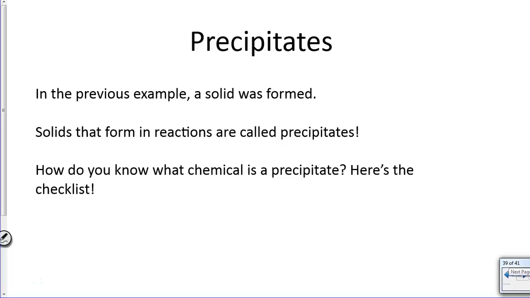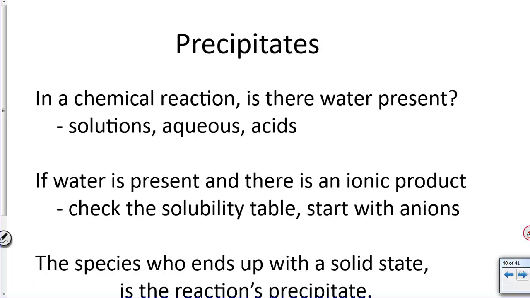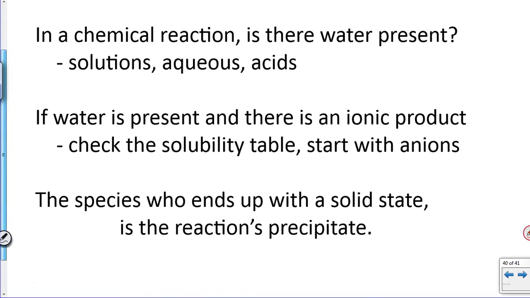We're almost done. That solid coming out of a solution actually has a special name. Anytime a solid is formed from a reaction in the presence of water, we're going to call it a precipitate. Well, how do you know if a chemical is going to be classified as a precipitate, or if a question says, who is the precipitate? Really quickly, was there water present? How do you know if there's water present? It said solutions. It said acids. It said aqueous. You saw AQ.